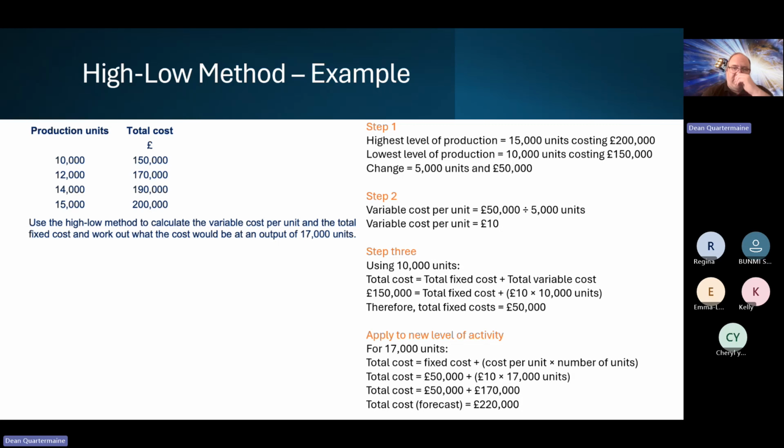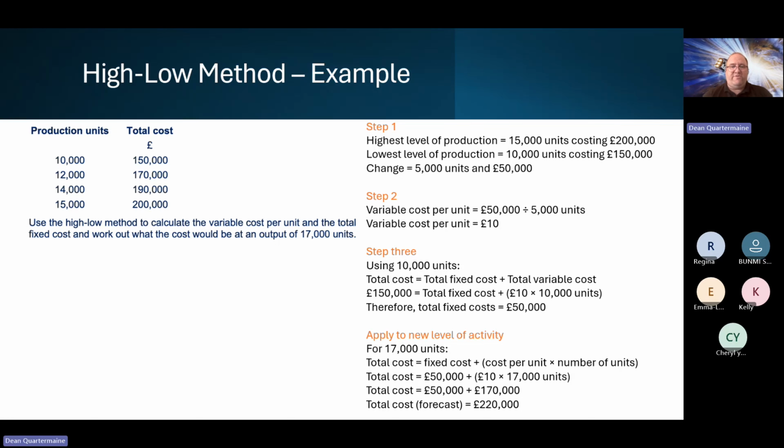So you've got those numbers and your boss has come along and said, we're expecting to do 17,000 units next month. Tell me what it's going to cost. Knowing that it's a semi-variable cost, part of it's fixed, part of it's variable, you now need to split all that out. So step 1, we take the highest level of production and the lowest level of production and their associated cost.